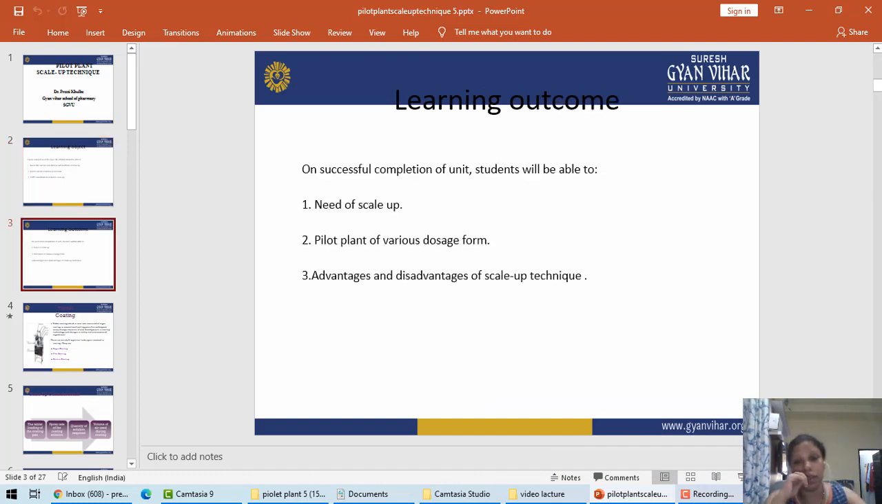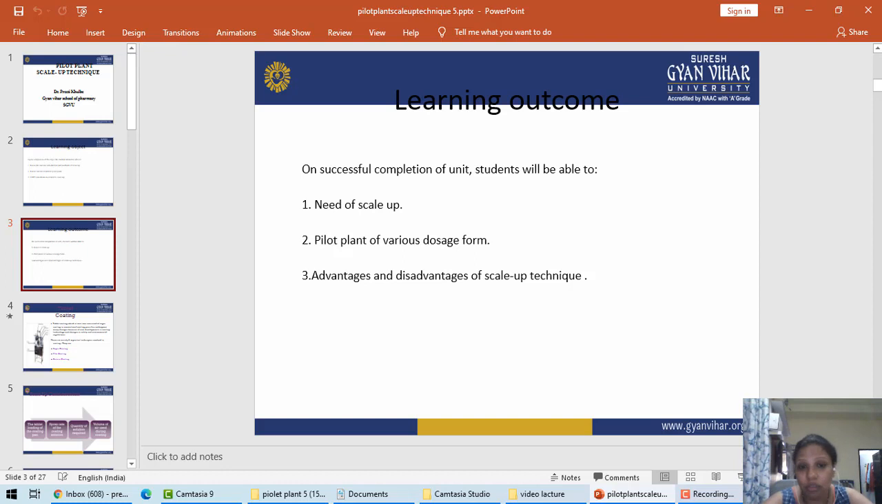Learning outcome. After completion of this unit, you will come to know about the need of scale up, why we are doing scale up, what if we do not do the scale up, and what are the advantages and disadvantages related to the scale up technique. Not only advantages, actually there are some disadvantages also with the pilot plant scale up technique. What are those advantages and disadvantages, this also we will come to know after the completion of this unit.